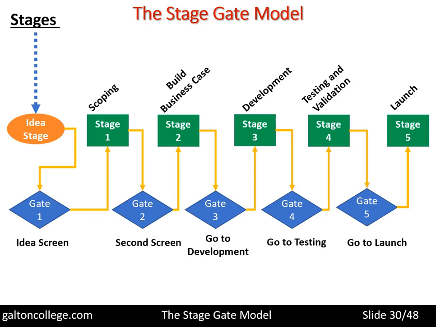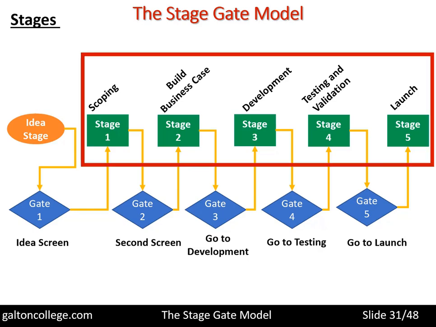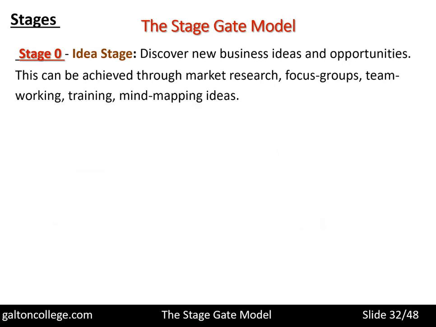So here are the stages. We start with the idea stage and we work across. So the stages are 1, 2, 3, 4, and 5, as we've got there. These are the stages, and the stage one, or the stage zero, the idea stage, is discover new business ideas and opportunities. It can be done through market research or focus groups or team working, training, mind mapping ideas. It can be done in a whole variety of ways.